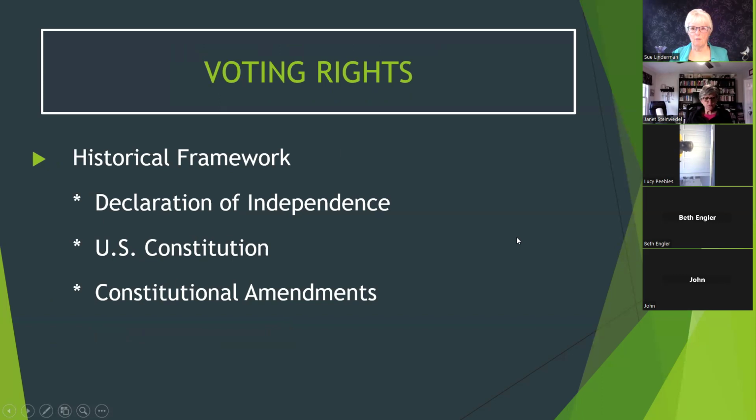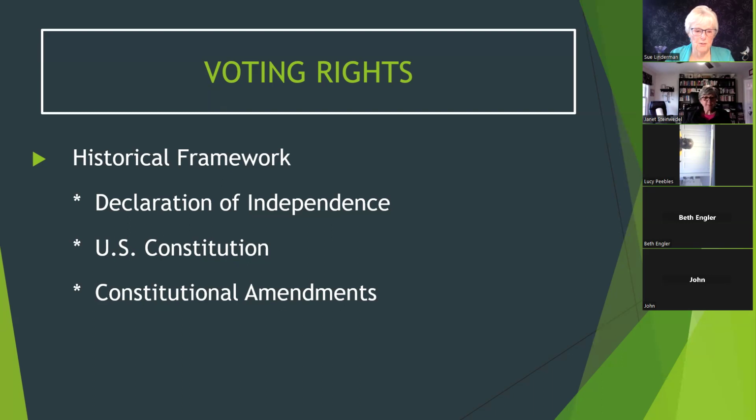So in the context of our founding documents, our historical framework, we begin with the Declaration of Independence, where Thomas Jefferson wrote, quote, "Governments are instituted among men." I think he meant women too, but anyway, governments are instituted among men, deriving their just powers from the consent of the governed. So it is the consent of the governed that delivers the authority, the power to govern. And of course, the consent of the governed in the United States comes about by the right to vote.